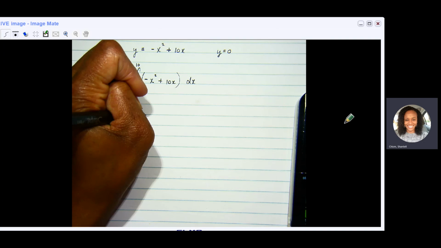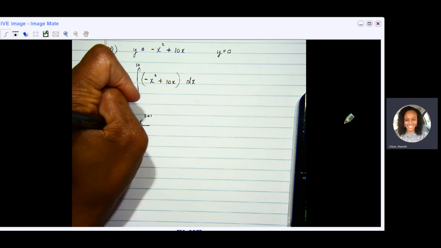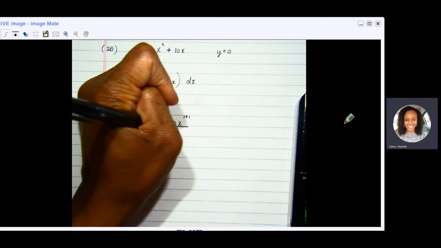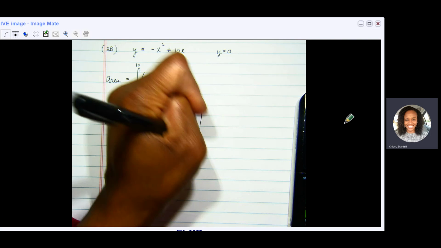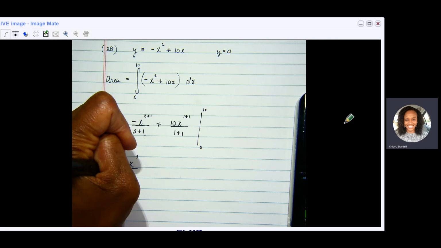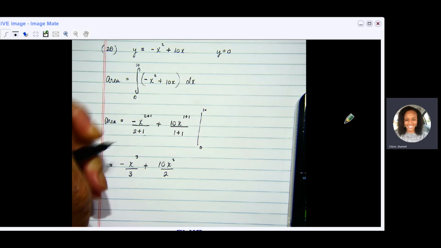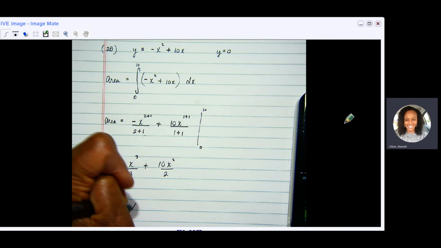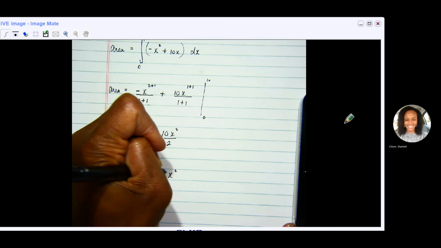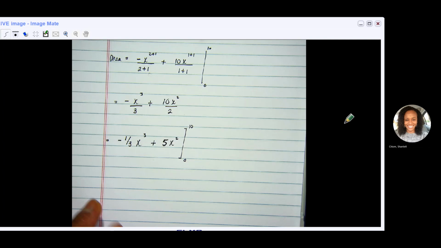This will be -2 plus 1 exponent. So negative out front because it was negative already. 2 plus 1 is your exponent over 2 plus 1. And then here, 1 plus 1 over 1 plus 1. And we're evaluating from 0 to 10. So this is a negative x to the third power over 3 plus 10x squared over 2, which is -1/3 x to the third power plus 5x squared. Then we'll evaluate that from 0 to 10. Okay?